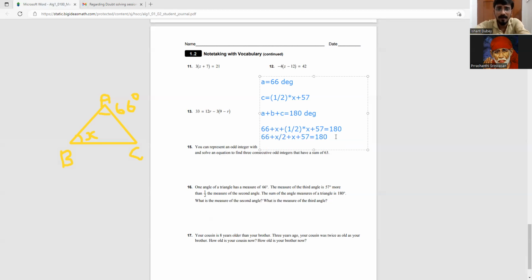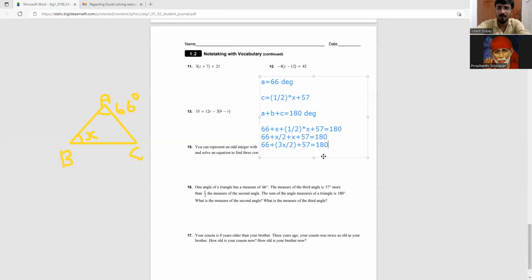Now here we have X by 2 plus X. How much do you get if you add this? 1 plus a half, so 3X by 2. Let me put it in parentheses so you will not get confused: 3X divided by 2, and then plus 57. Now I have added the 1X.